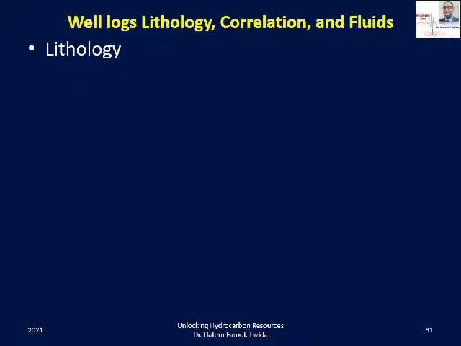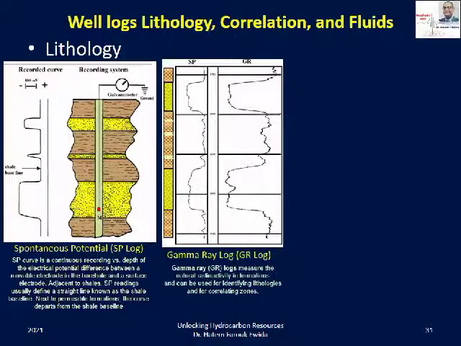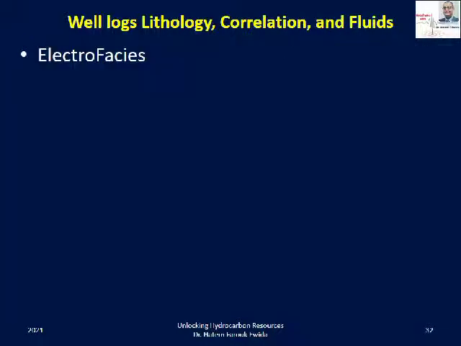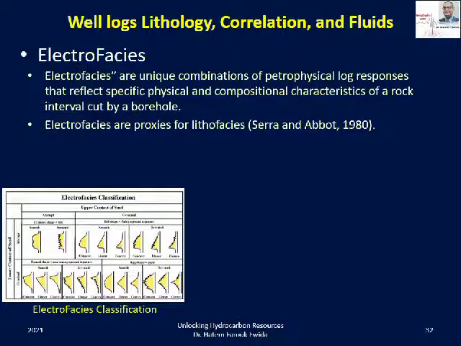In the lithology, you have different types of logs that can give us a clue about the lithology, like the SP, the spontaneous potential, and the gamma ray. But for adding the phases, we can use the resistivity logs. There is a method called electrophases. So in the interpretation of the logs themselves, we can identify the electrophases, which is a unique combination of the petrophysical log responses. So we can have different characteristics for the logs.